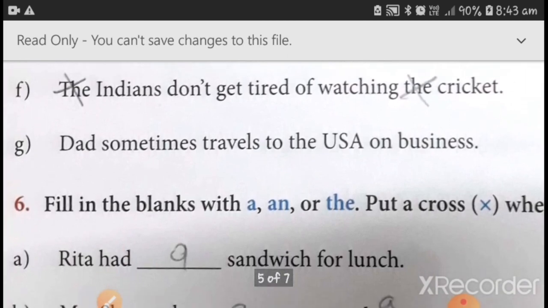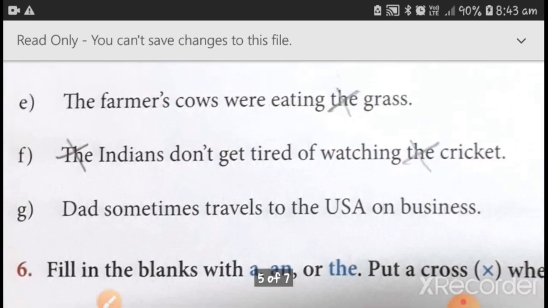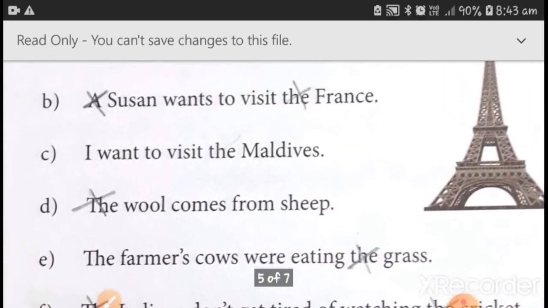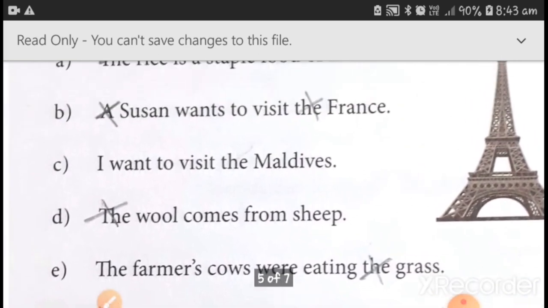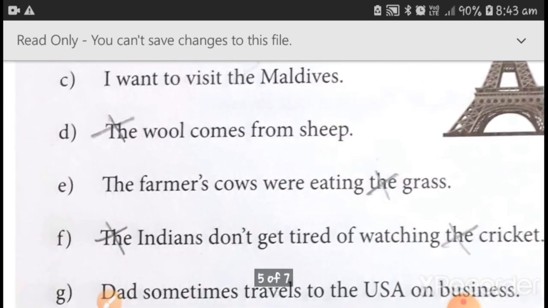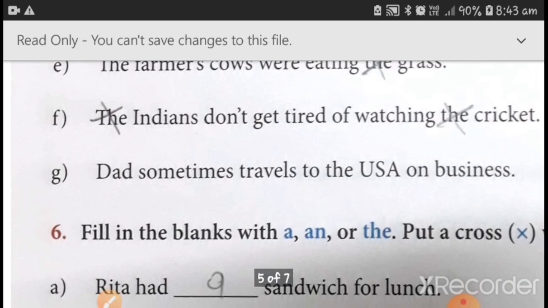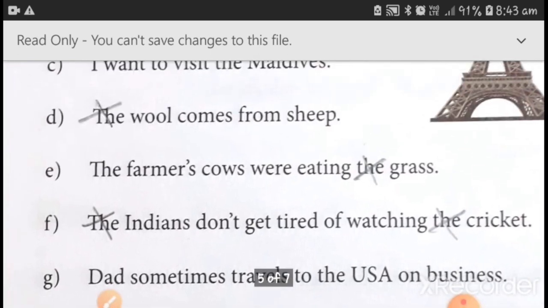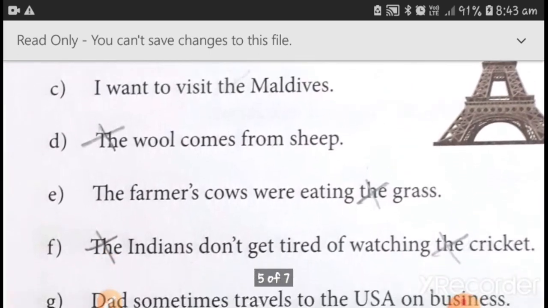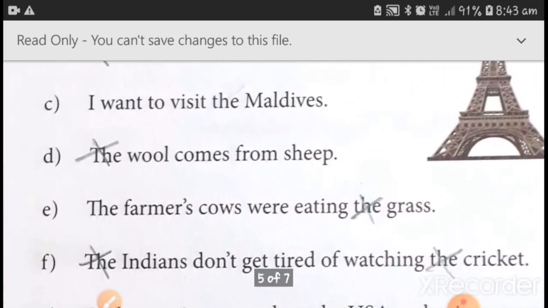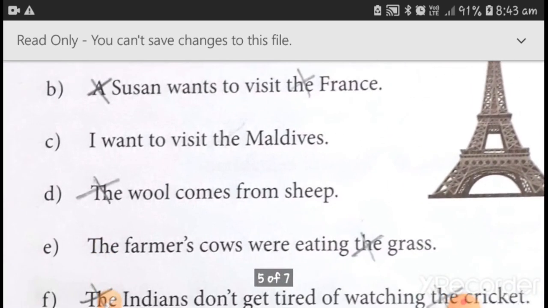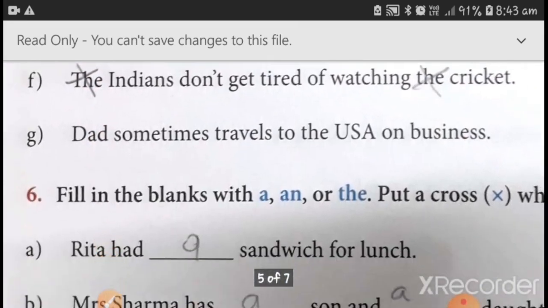Now, last: Dad sometimes travels to the USA on business. USA, UN, these are abbreviations of different countries and organizations. So, before it, we have to use the article. So here C and G, they both are correct. But in all the sentences, we have crossed different articles, like a and the, which are already mentioned. No article is here.